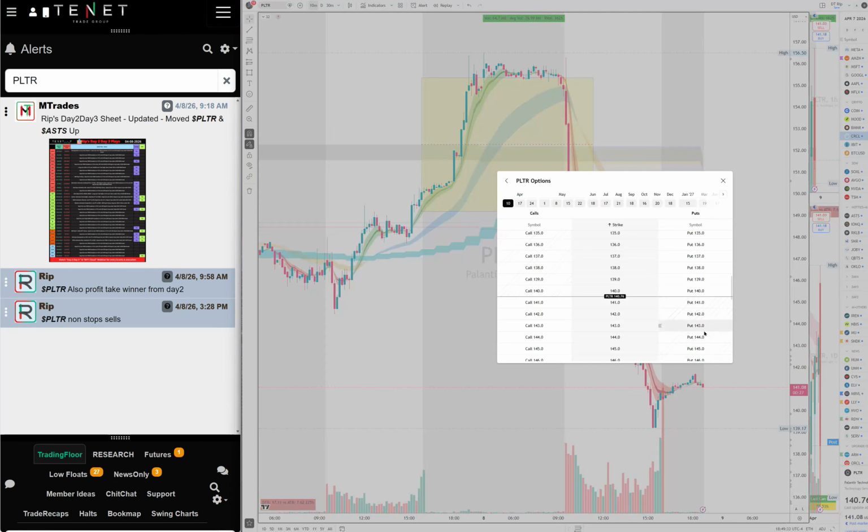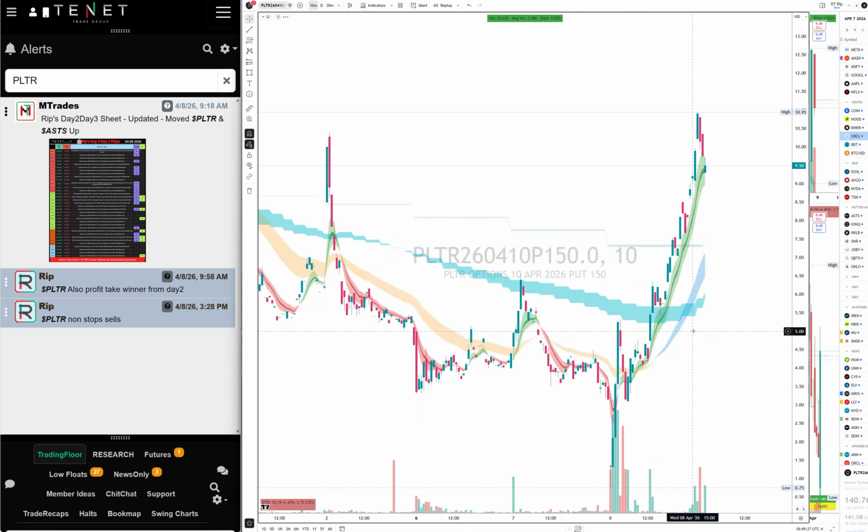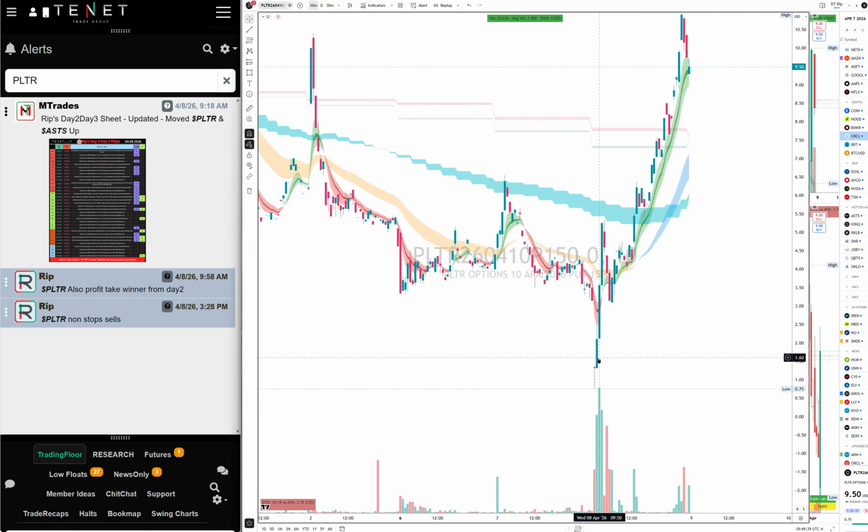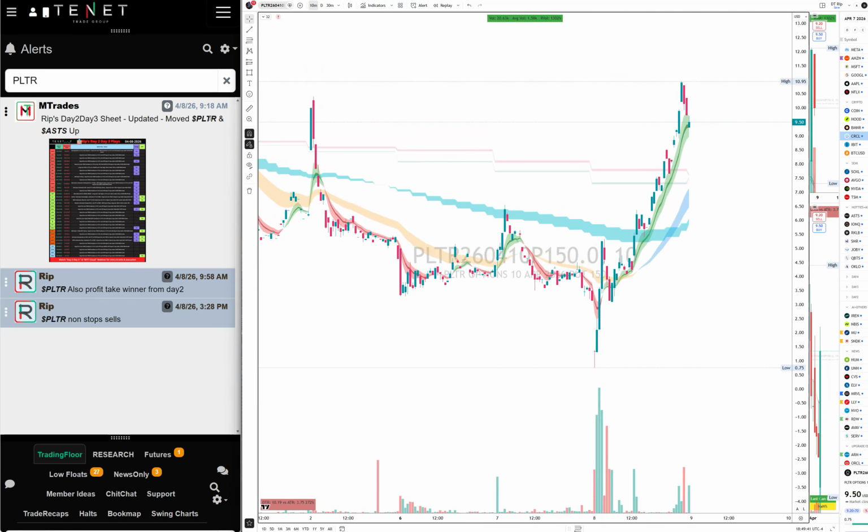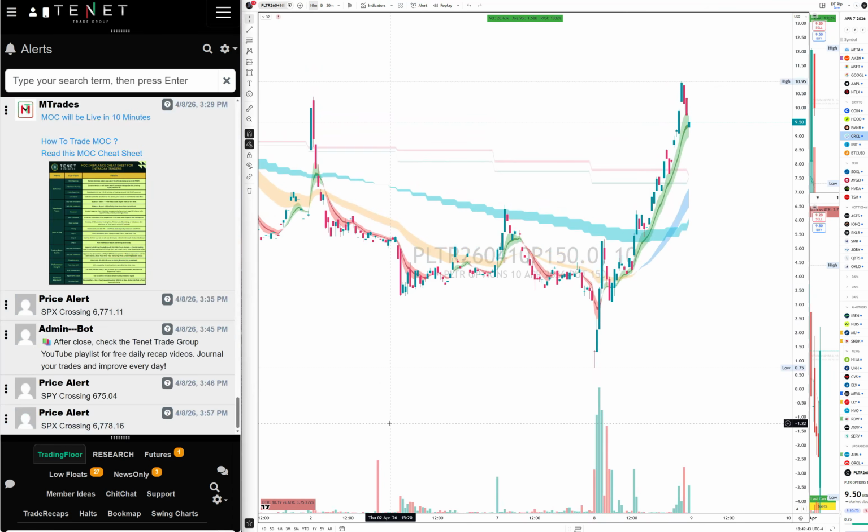Traders traded insanely there. You look at the 140, 150 puts. The 150 puts, they went from $2 all the way to $9. Insane day for the traders with these setups. Another profit taking gap and crap setup.